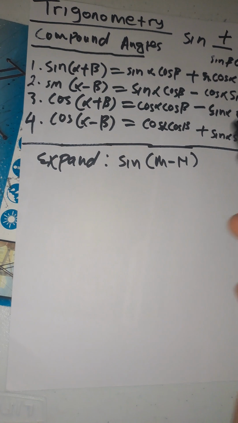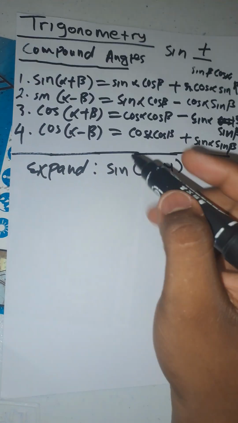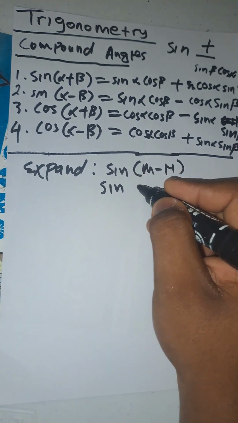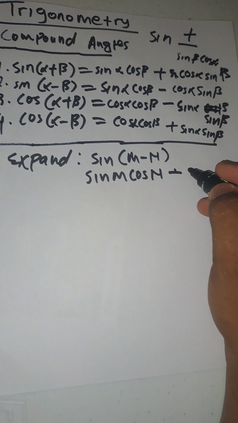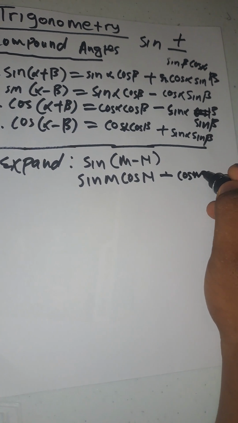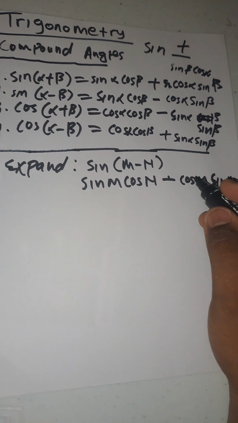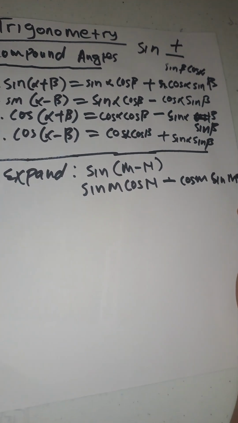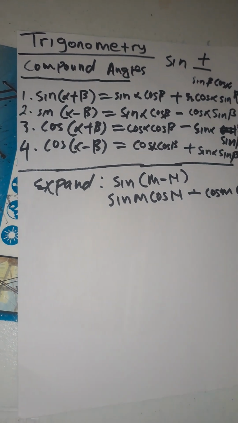If you see m minus n and you see sine, it's going to be this one, remember. So it's going to be sine m cos n minus cos m sine n. You see, just like that, you're done.